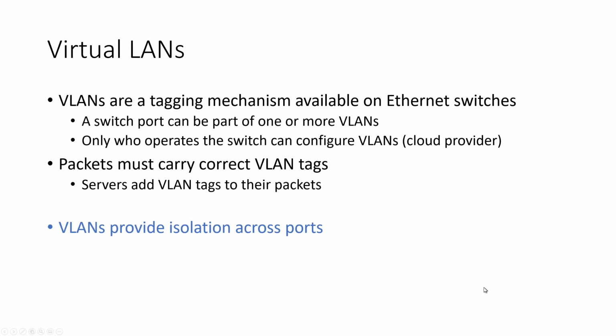Packets need to carry the correct VLAN tags to be sent on switch ports, and servers need to add these VLAN tags so that their packets go through. And because of this configuration and checking of the tags on each port, VLANs can provide isolation across ports, and this is again what we use to build virtual networks.